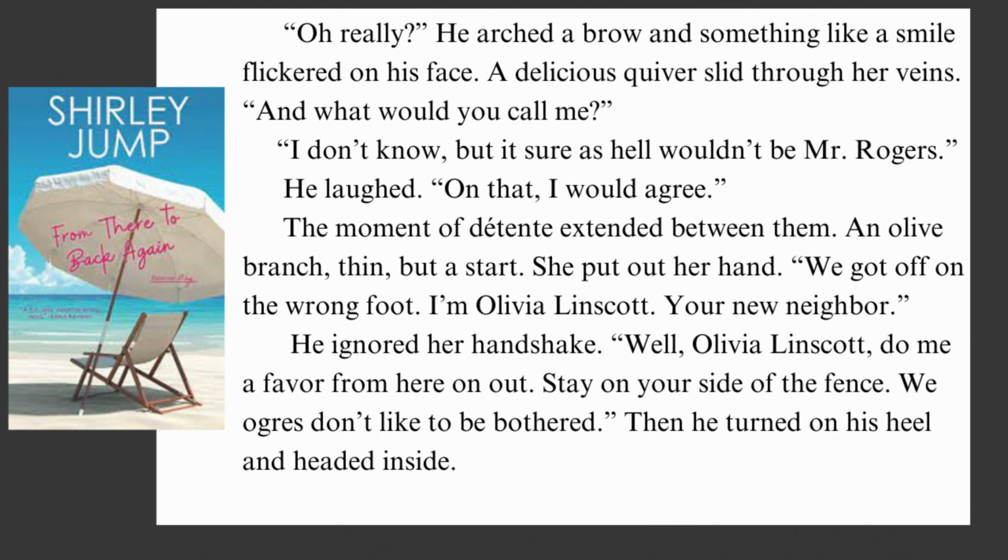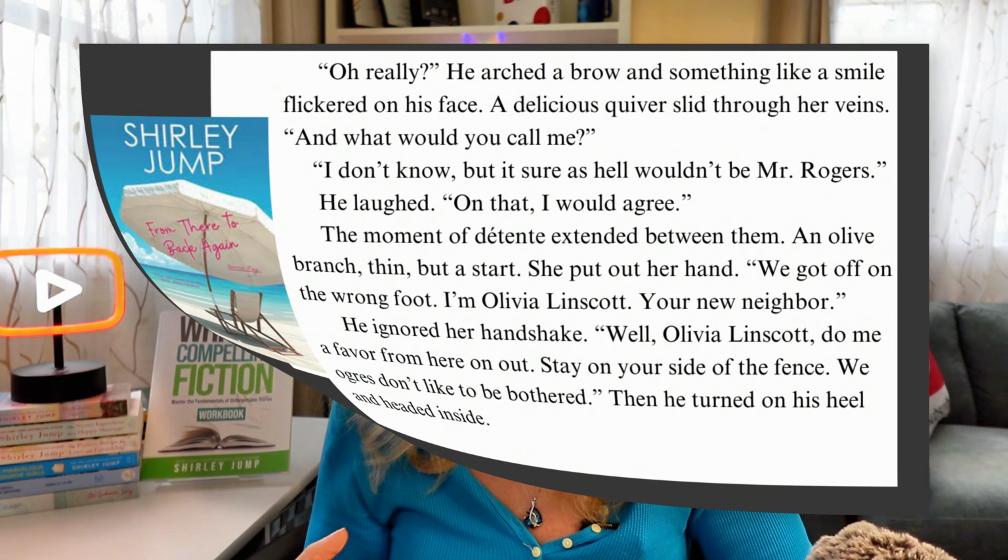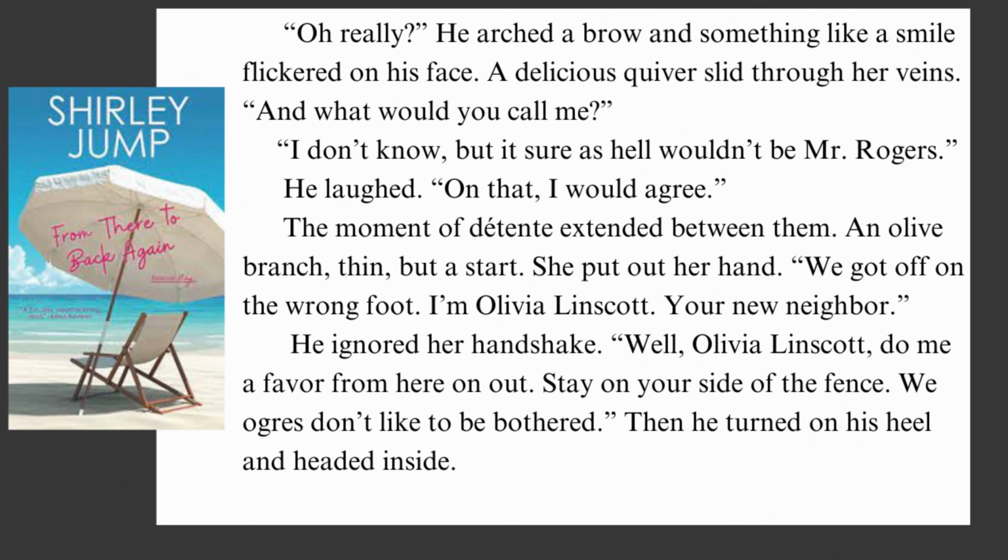And he says, and what would you call me? And she's, of course, not going to tell him how she feels. I don't know, but it sure as hell wouldn't be Mr. Rogers. He laughed. On that, I would agree. So again, that line that he has, we get another little hint that there's something going on. The moment of detente extended between them, an olive branch, thin, but a start. She goes and introduces herself to him, and they shake hands. And then, hopefully this is a little twist the reader didn't see coming, he says, stay on your side of the fence. We ogres don't like to be bothered.